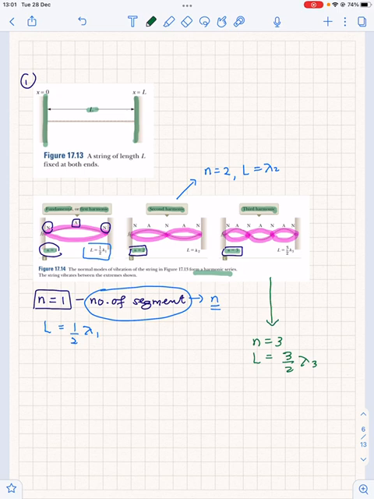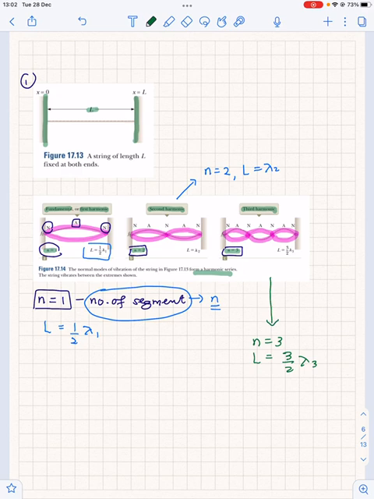So if we have 4 segments, then we have n equals 4, n equals 5, and so on. We can have more than that. Okay, let's take a look. How to know it is lambda 1, lambda 2, lambda 3. Okay, let's have this one.